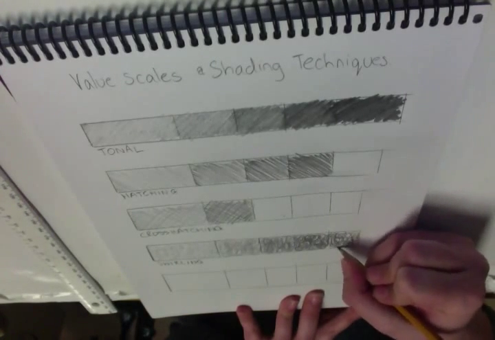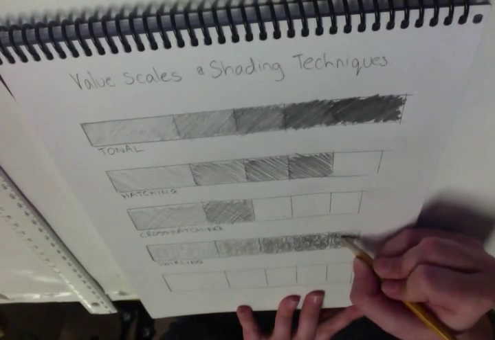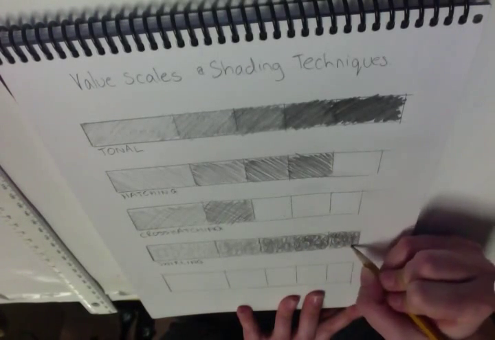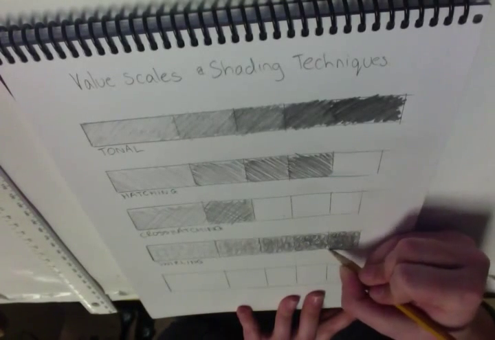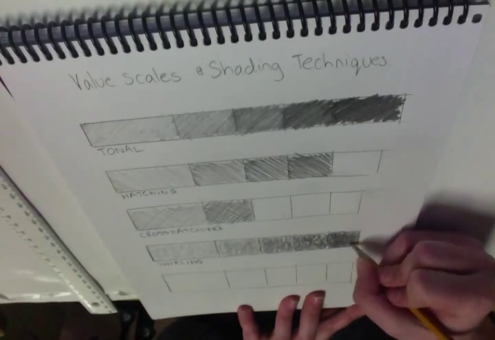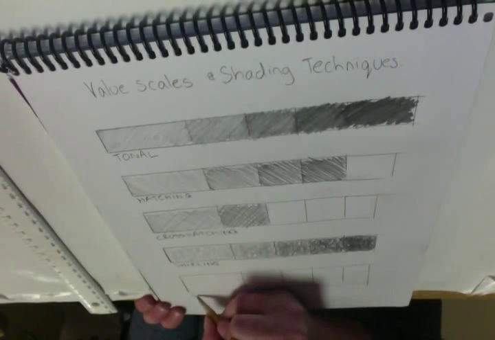Somebody remind me what texture is? What is texture? Ori? It's like feel. Yeah, how it feels or how it looks like it feels. Okay? So there is swirling. A lot of fun to do, and it really gets great texture. Our last technique is called stippling.